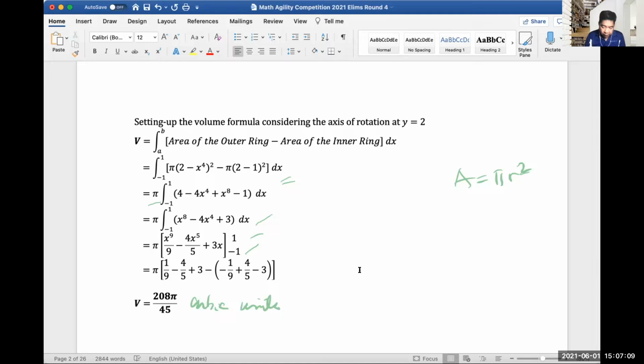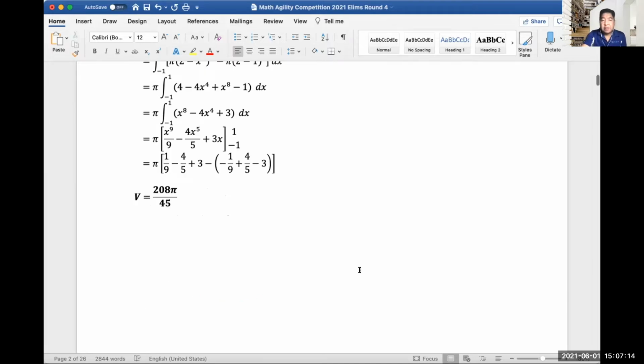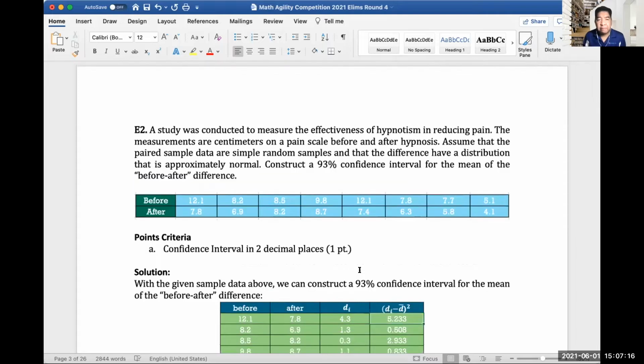Okay, so let's move to question number 2, easy round. This is a statistics problem. A study was conducted to measure the effectiveness of hypnotism in reducing pain. The measurements are in centimeters on a pain scale before and after hypnosis. Assume that the paired sample data are simple random samples and the differences have a distribution that is approximately normal. Construct a 93% confidence interval for the mean of the before and after differences.